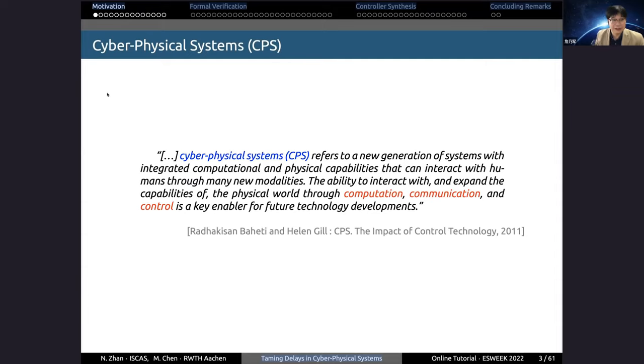So firstly, let's explain the nature of cyber physical systems. According to Bhatti and Gill's definition, cyber physical systems refers to a new generation of systems with integrated computational and physical capabilities that give humans, through many new modalities, the ability to interact with and expand the capabilities of the physical world through computation, communication, and control. It is a key enabler for future technology development.